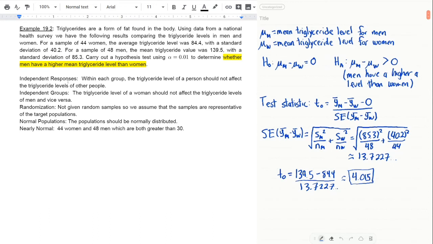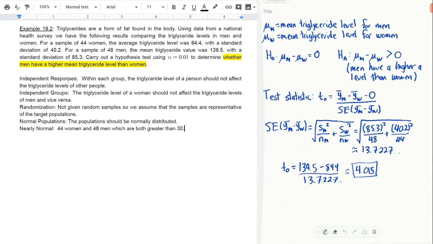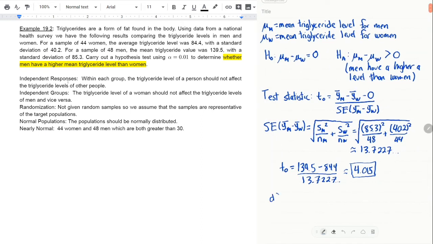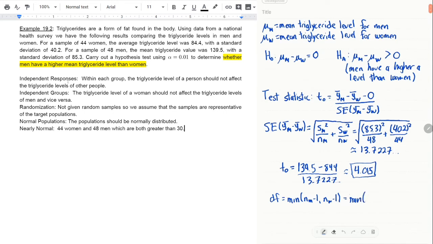So now we need to look for the number of degrees of freedom. To find the degrees of freedom, we take the minimum of the sample sizes minus 1. So this will be the minimum of 48 minus 1 and 44 minus 1, so the smaller of 47 and 43, which will give us 43.